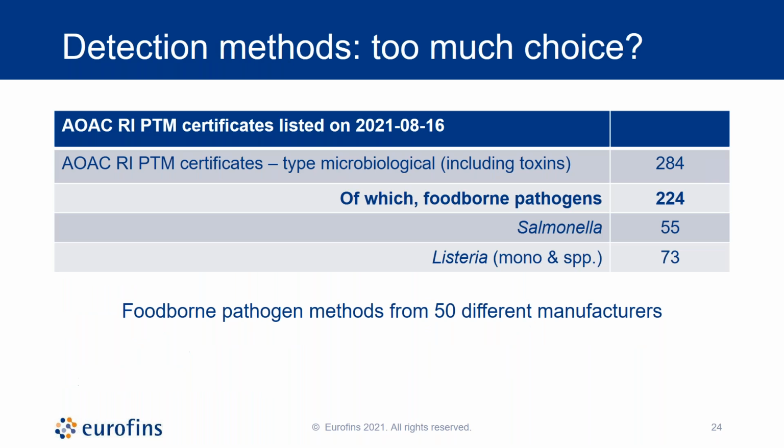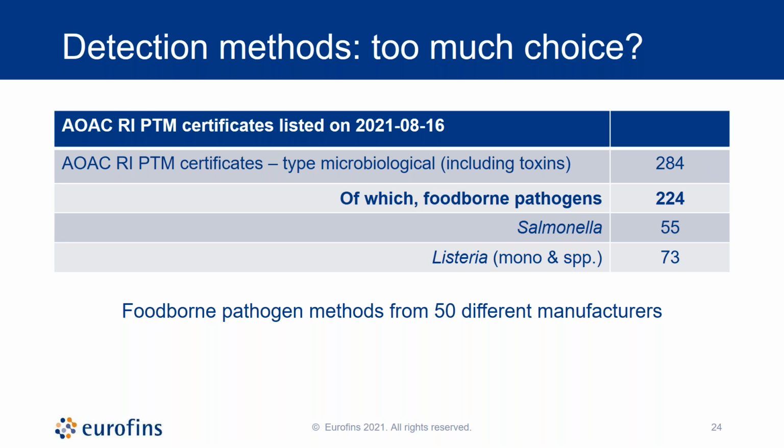Next slide, please. In the US, validations very much are the business of AOAC, and one might think, well, I can just go to AOAC, find a validated rapid method, and I'm good to go. Unfortunately, when you search the AOAC site, which I did in the middle of August, we find there are 284 rapid microbiological methods listed on that site, including toxin methods. A couple of those are actually mischaracterized allergen methods, but ignoring that, we get down to 224 rapid methods for foodborne pathogens. So it's a lot.